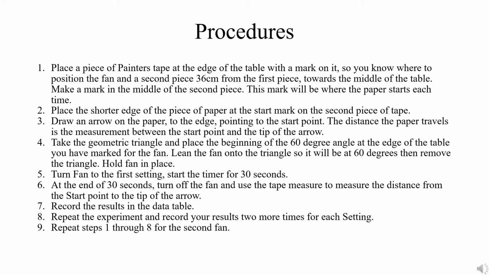5. Turn the fan to the first setting and start the timer for 30 seconds. 6. At the end of 30 seconds, turn off the fan and use the tape measure to measure the distance from the start point to the tip of the arrow. 7. Record the results in the data table. 8. Repeat the experiment and record your results 2 more times for each setting. 9. Repeat steps 1 through 8 for the second fan.